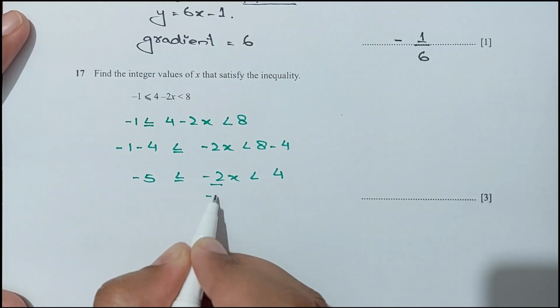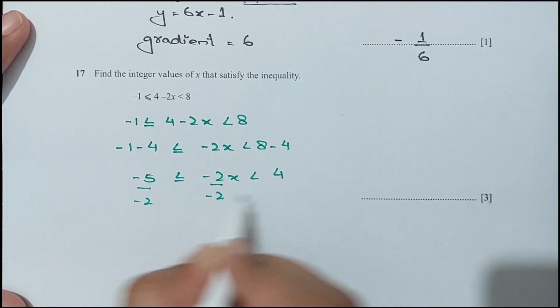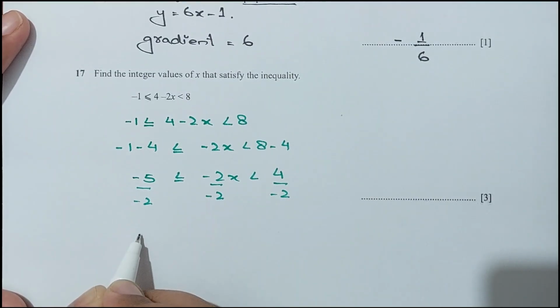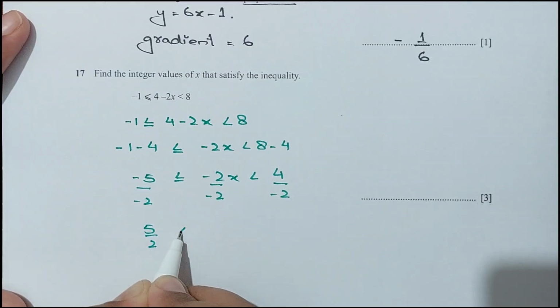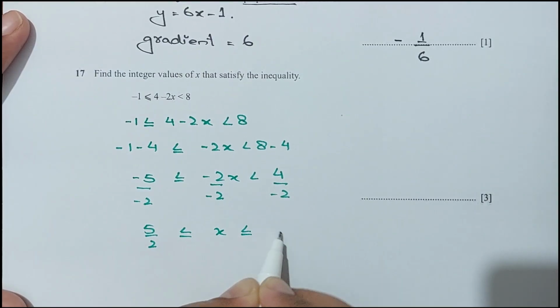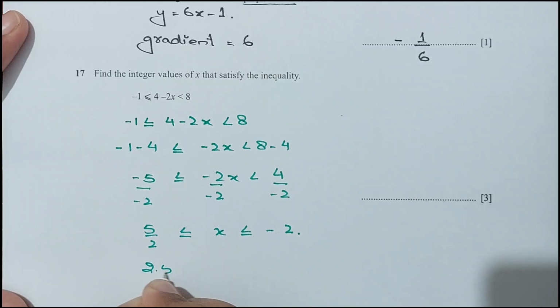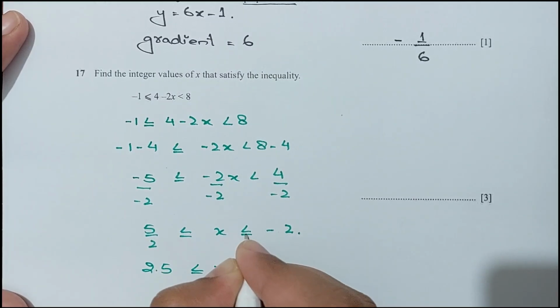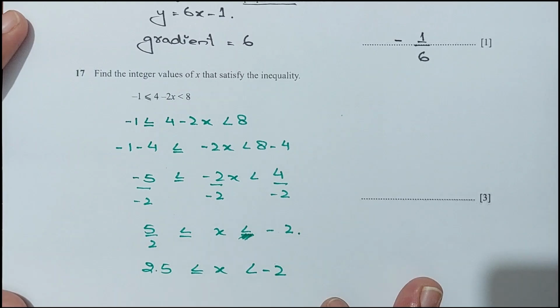Now you have to get rid of this -2, so divide by -2 on both sides. So this is 5 by 2 is less than or equal to x is less than -2. What is 5 by 2? 5 by 2 is 2.5. So we can say 2.5 is greater than or equal to x is greater than -2. It's not equal. Sorry, I made a mistake here.